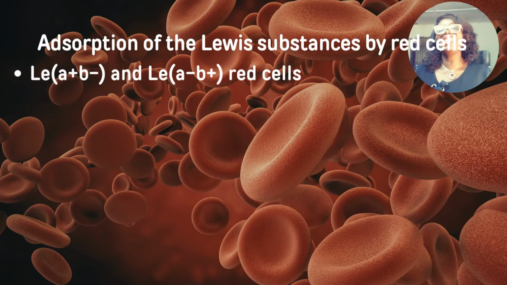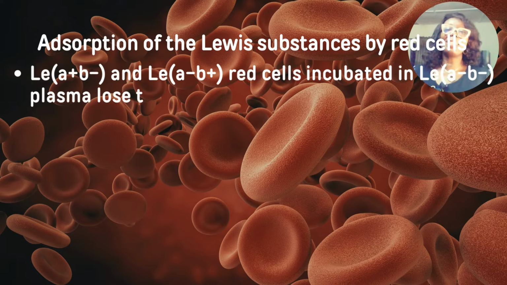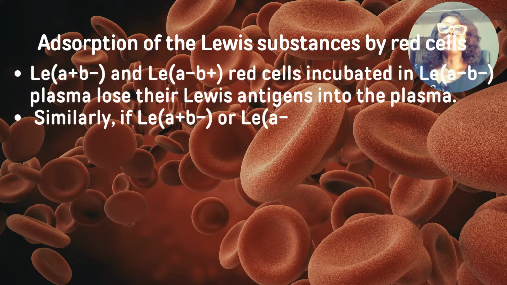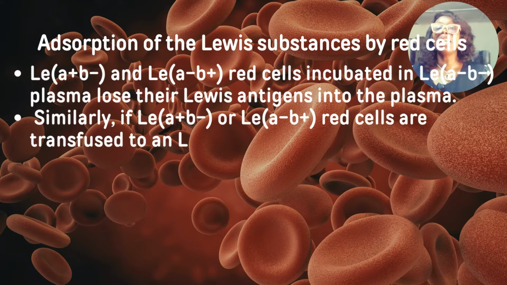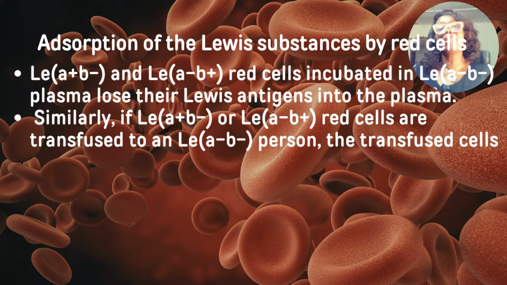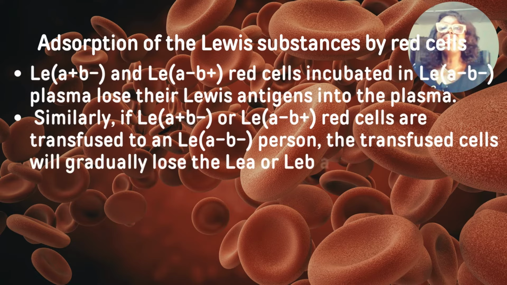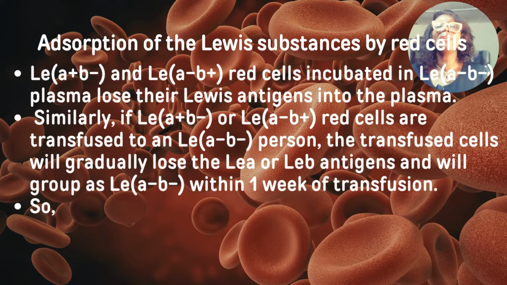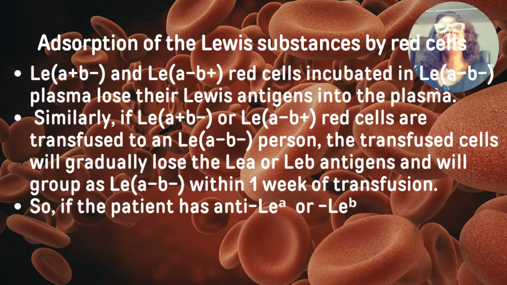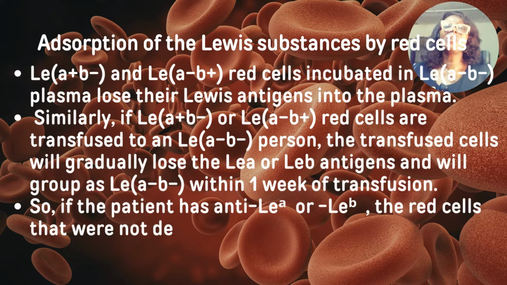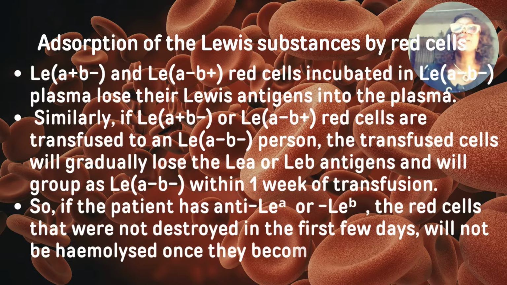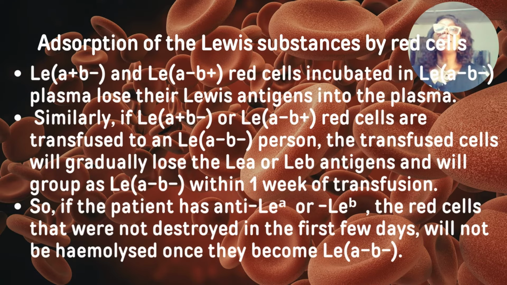Now, let us look at the absorption of Lewis substance by red blood cells. For individuals who are Lewis A positive, that is individuals who have the Le(a+b-) phenotype, and individuals who have the Le(a-b+) phenotype, if their red cells are incubated in Le(a-b-) plasma, these red blood cells lose their Lewis antigen into the plasma.